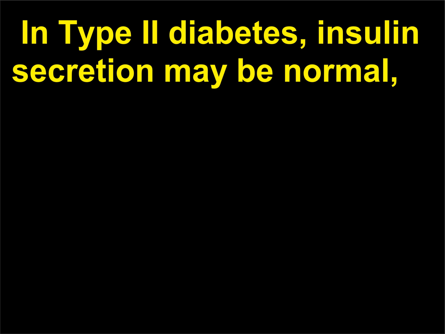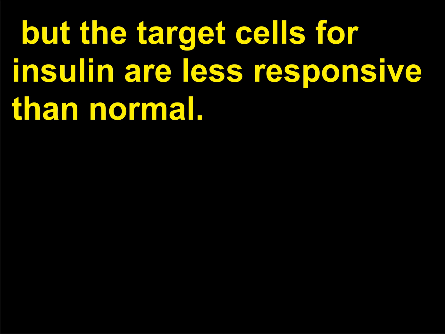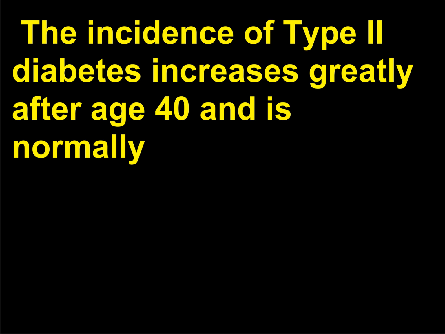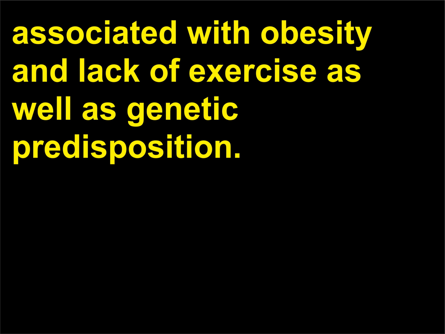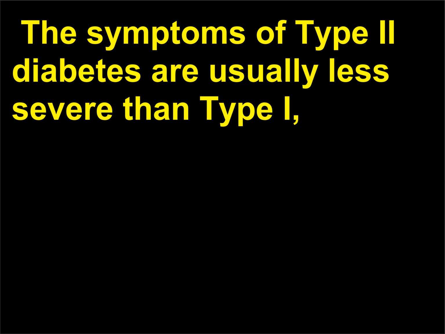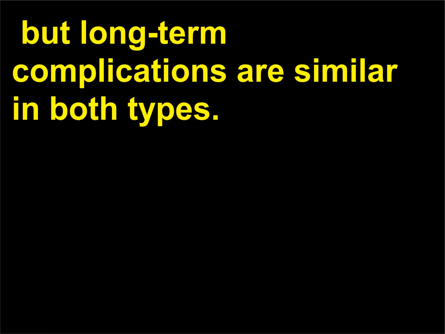In type 2 diabetes, insulin secretion may be normal, but the target cells for insulin are less responsive than normal. The incidence of type 2 diabetes increases greatly after age 40 and is normally associated with obesity and lack of exercise as well as genetic predisposition. The symptoms of type 2 diabetes are usually less severe than type I, but long-term complications are similar in both types.